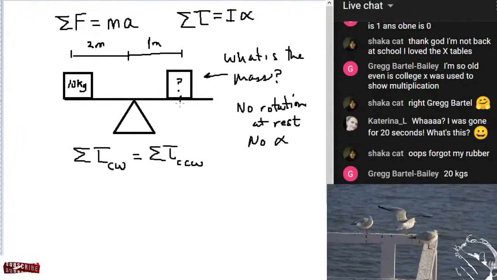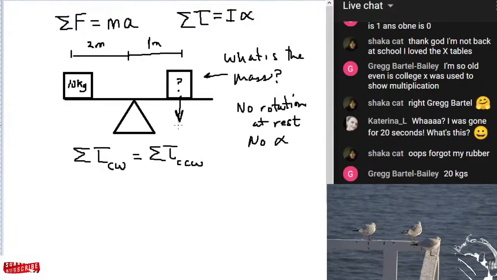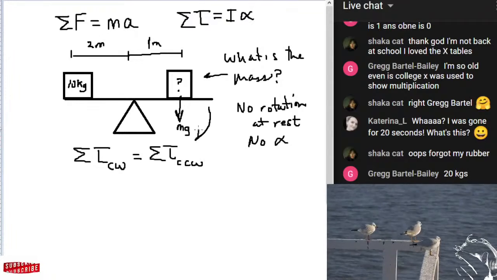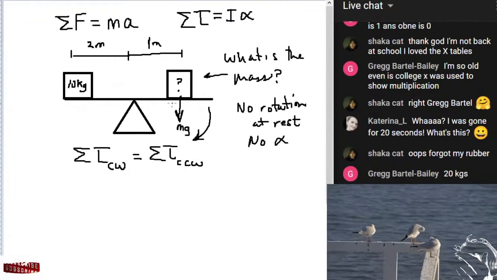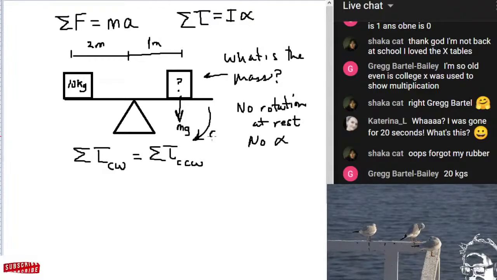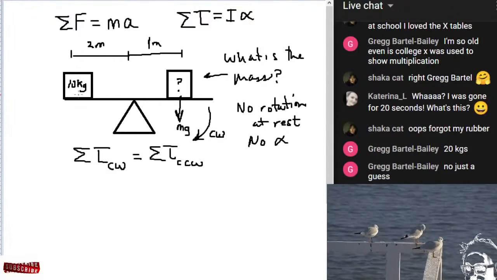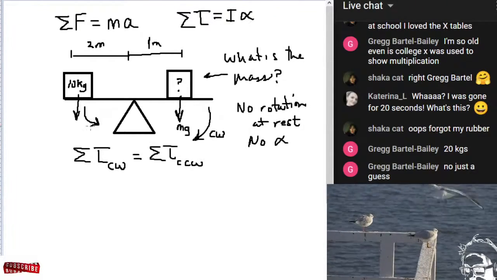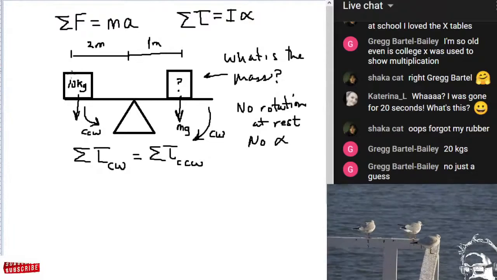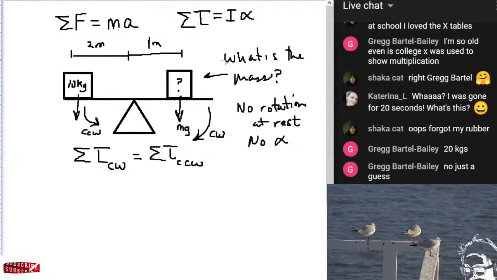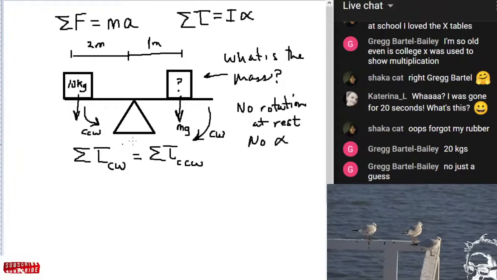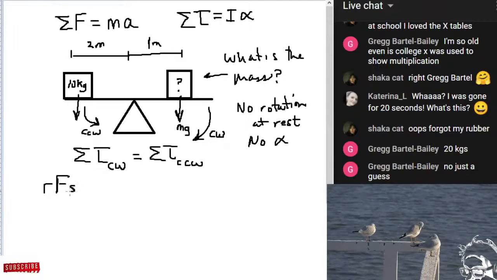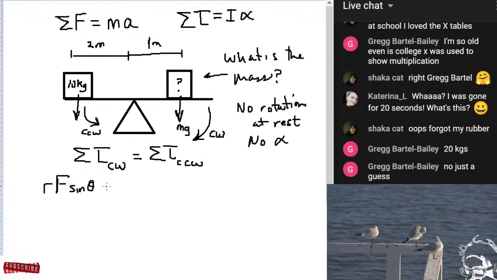So which way is this force, the weight of this object, going to try to rotate the seesaw? It's going to try to rotate it this way, which is clockwise, right? So this is a clockwise torque on the seesaw system. This one here is a counterclockwise torque. It's going to try to rotate it this way. This side's going to go down, this side's going to go up. That's counterclockwise. So remember, torque is r F sine theta, so r F sine theta for both sides.